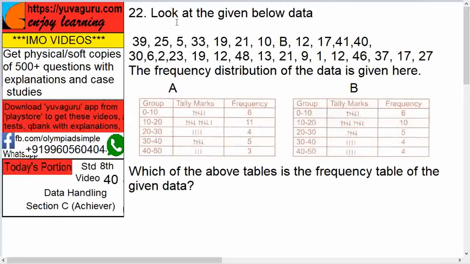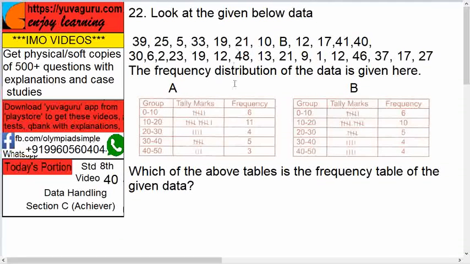Let's start. Look at the given data. This is the given data. These numbers are given. Then a frequency distribution of the data is given here. This is called a frequency distribution. Now there are two tables given, A and B. Group, tally marks and frequency. Group, tally marks and frequency. Which of the above tables is the frequency table of the given data? Means which of the above tables is correct with respect to this data.